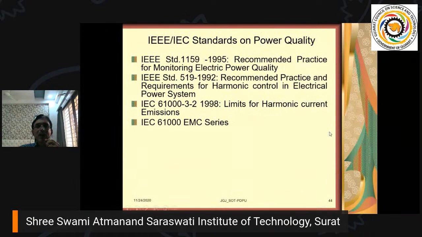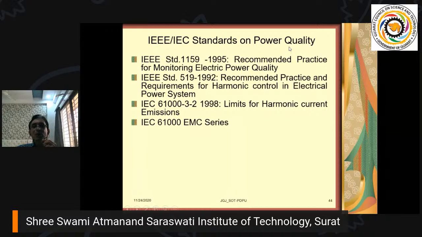So, IEEE or IEC standards on power quality. What is the title of IEEE standard 1159? Recommended practice for monitoring electrical power quality. And what is the title of 519? Recommended practice and requirements for harmonic control in electrical power systems.